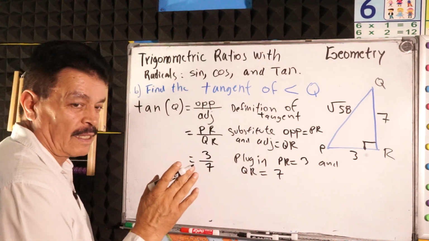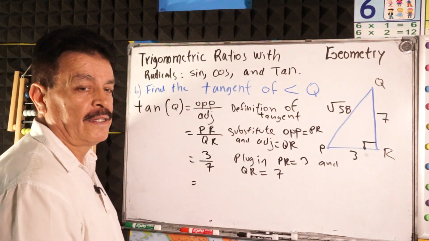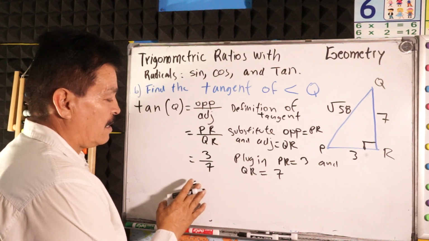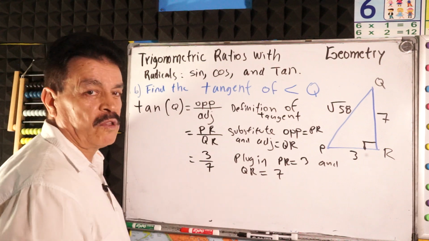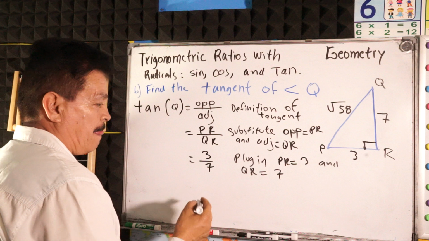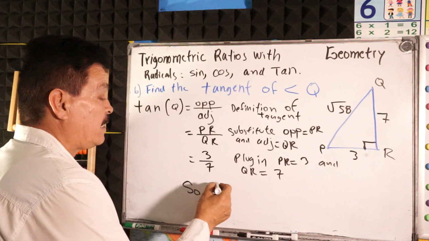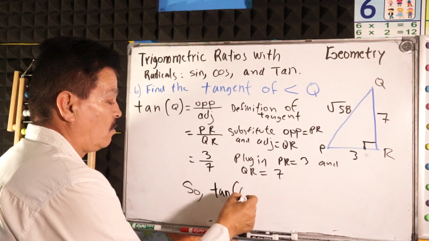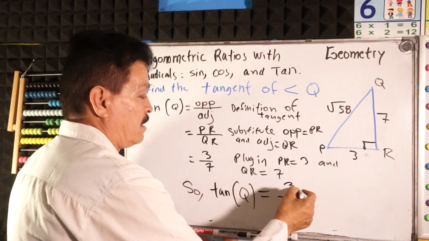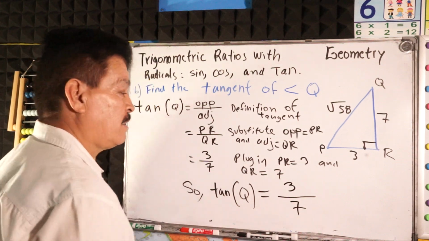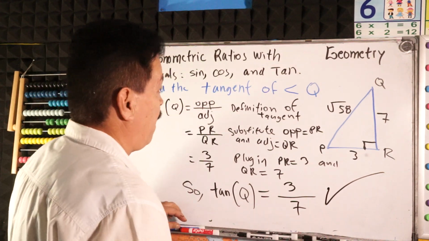Right? Very easy, simple. So now the next step, that's it. This is the last step. No more steps here. Then our conclusion: so our answer, tangent of angle Q equals 3 divided by 7. This is our answer to our question.